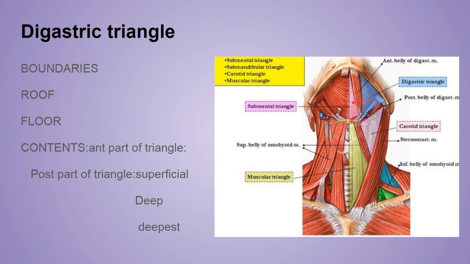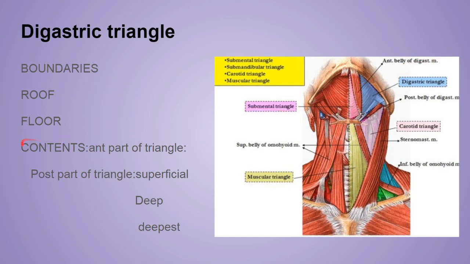Now the floor is formed by, of course, the mylohyoid muscle anteriorly and by the hyoglossus muscle posteriorly. Now a small part of the middle constrictor muscle of the pharynx is also present or appears in the floor. So three things: mylohyoid, posteriorly hyoglossus, and also part of the middle constrictor muscle of the pharynx.